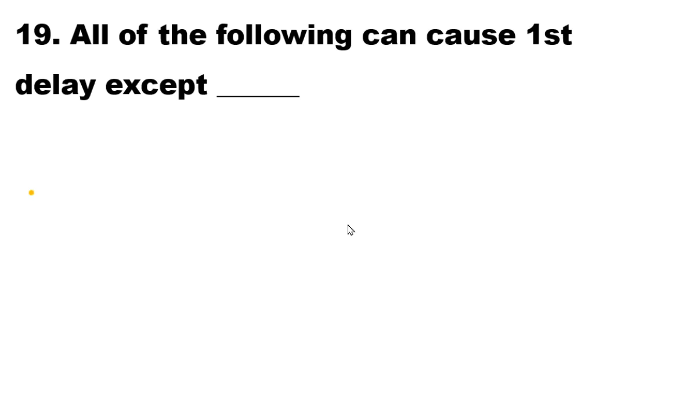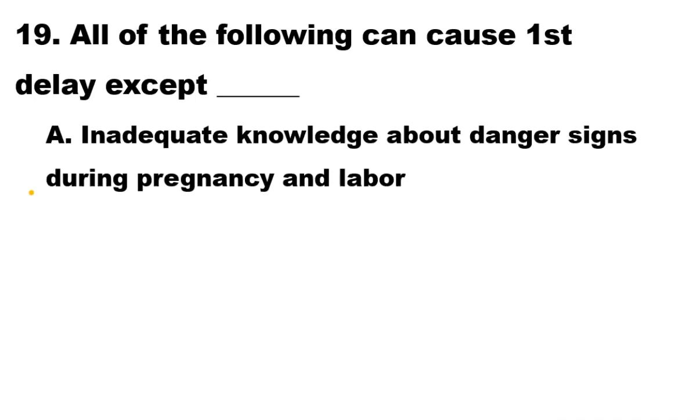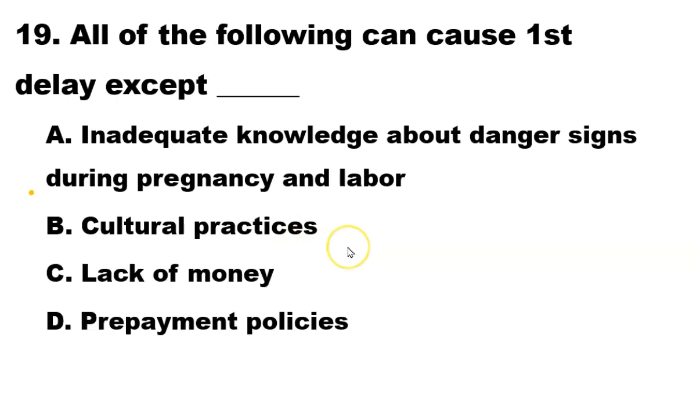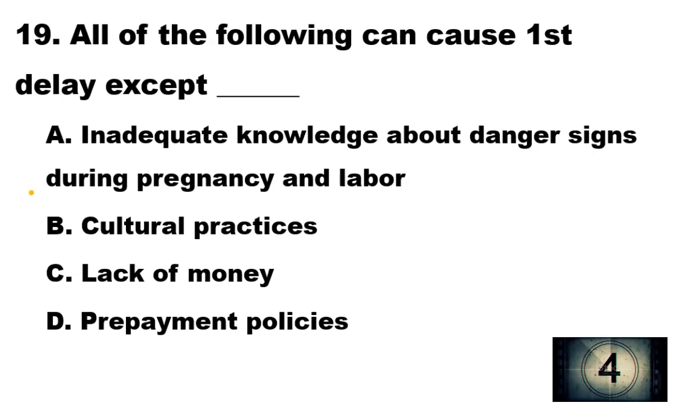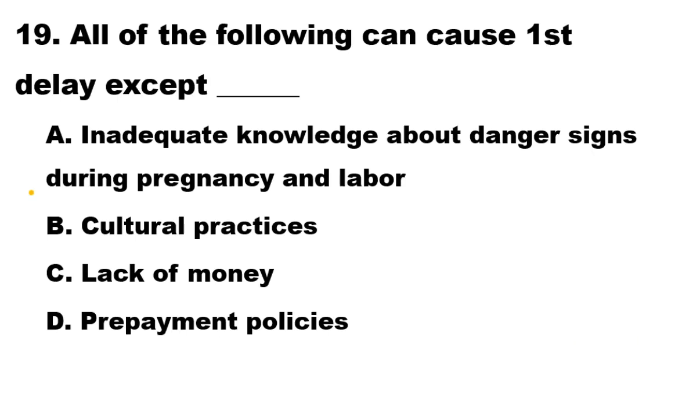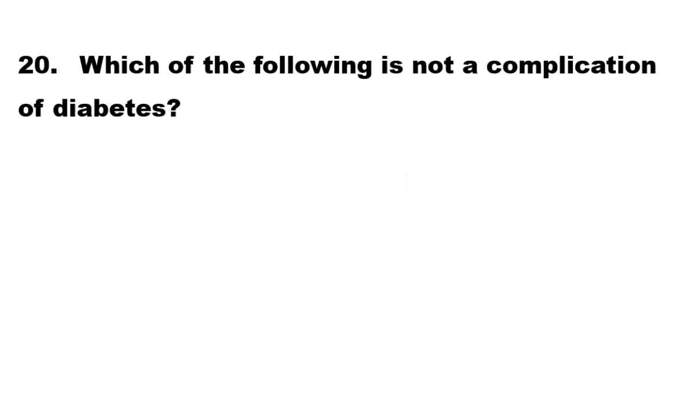The answer is A. Ectopic pregnancy. The next question, all of the following can cause first delay, except A. Inadequate knowledge about dangers during pregnancy and labor. B. Cultural practice. C. Lack of money. D. Prepayment policy. The correct answer is D. Prepayment policy.